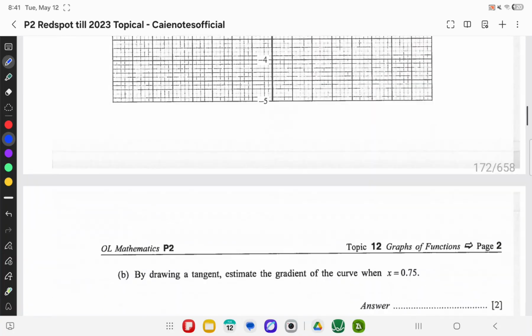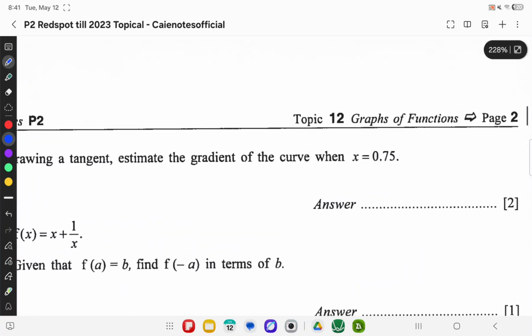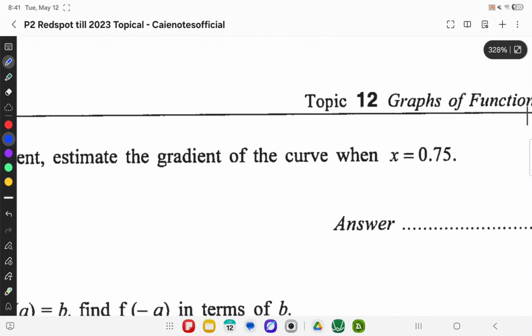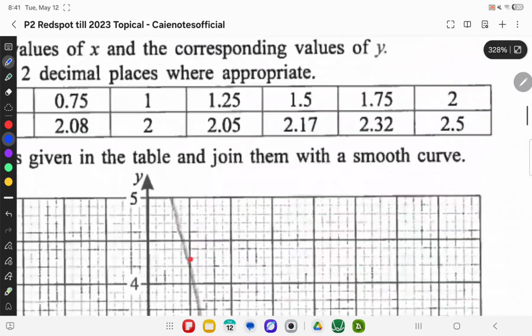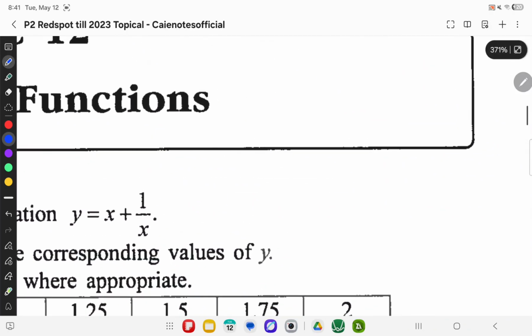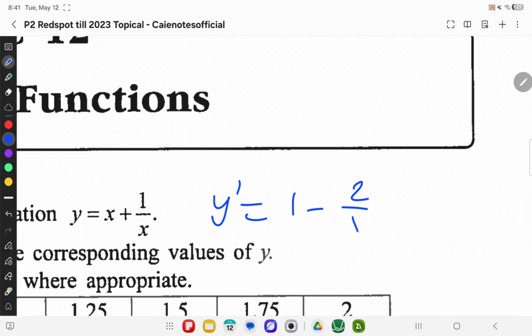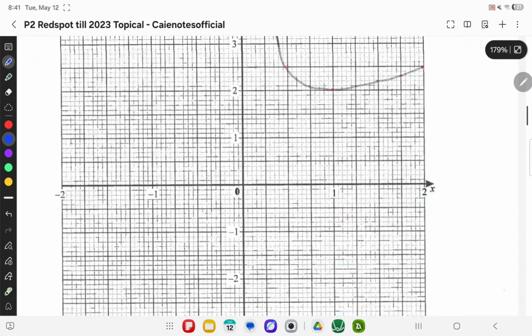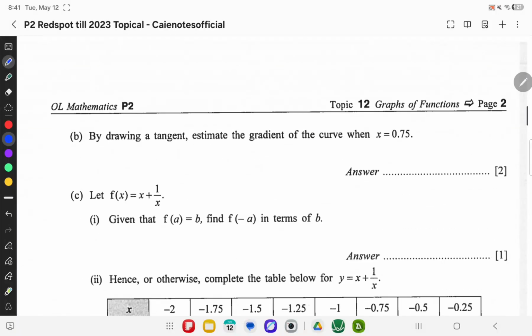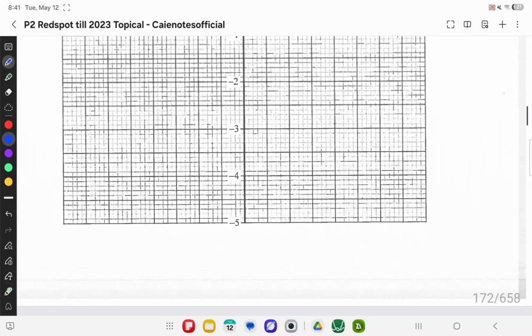Now, if you are IGCSE students, what do you do? You evaluate the derivative of this function at 0.75. What is this? 1 minus 2 over x squared, and so on. No. You aren't just going to use a derivative and go with it. You need to use the methods taught in this syllabus.